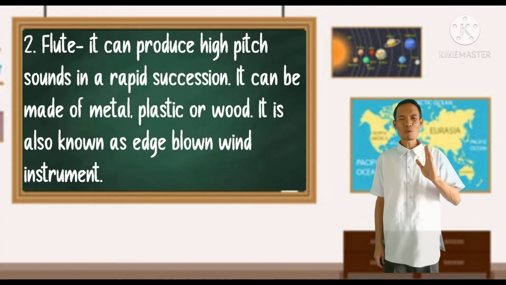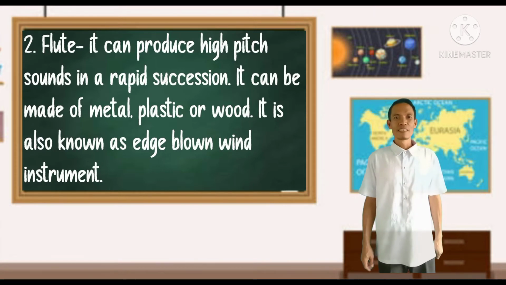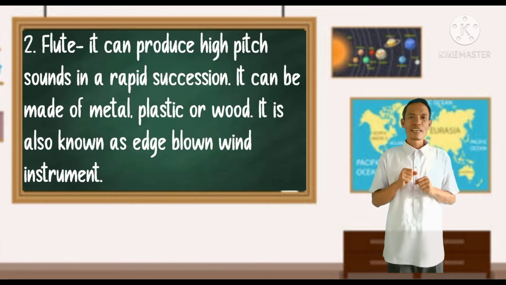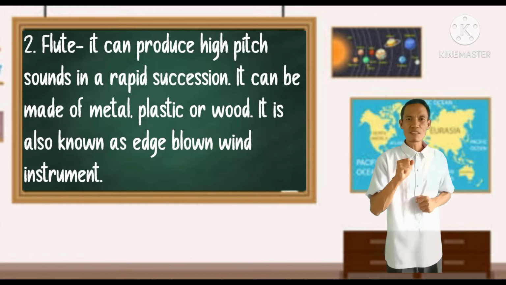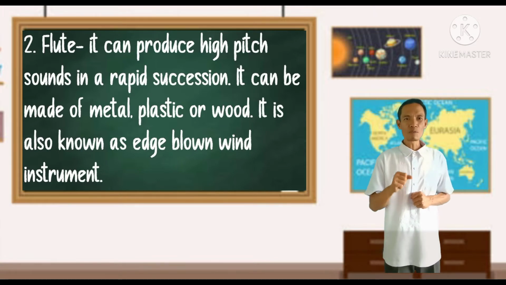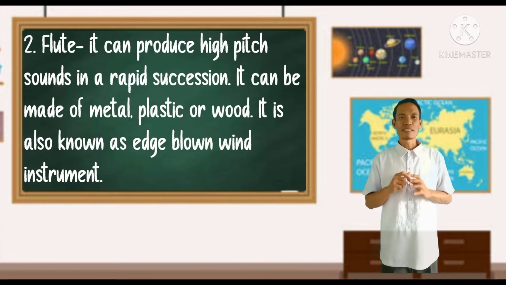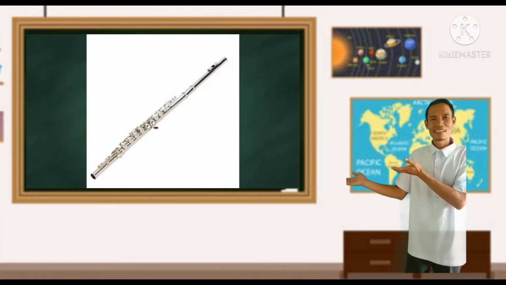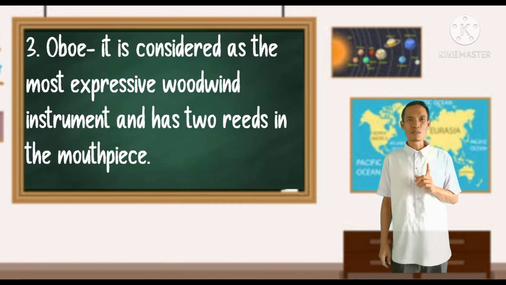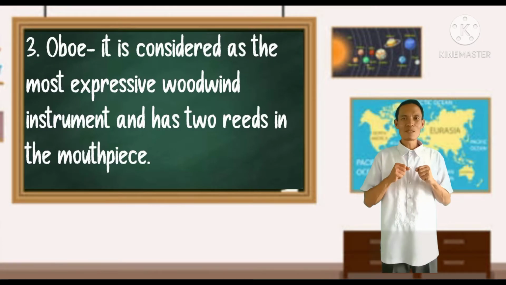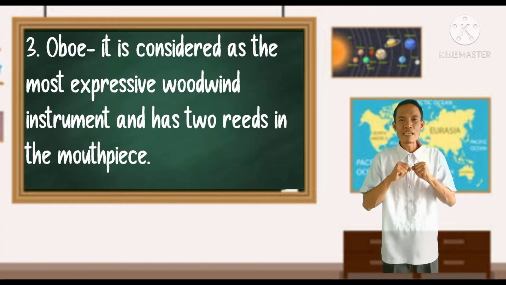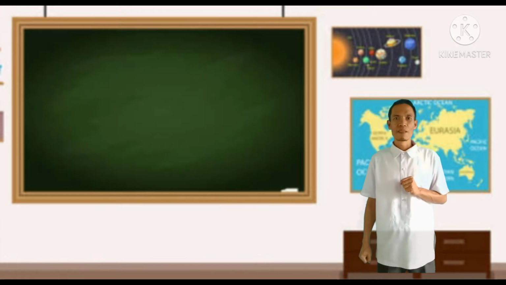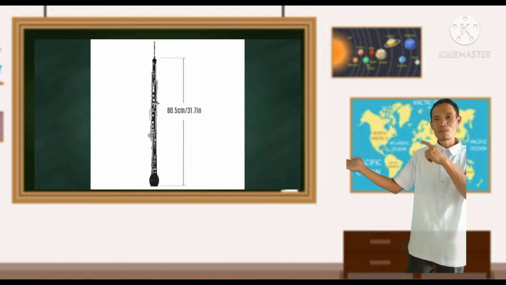Our number 2 woodwind instrument is called flute. It can produce high-pitched sounds in rapid succession. It can be made of metal, plastic, or wood. It is also known as an edge-blown wind instrument. And this is the picture of flute. Our third instrument is called oboe. It is considered the most expensive woodwind instrument and has 2 reeds in the mouthpiece. This is the picture of oboe.